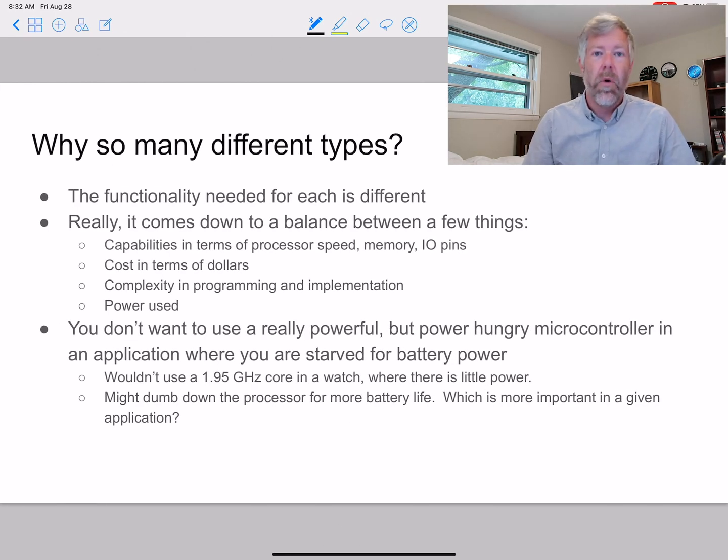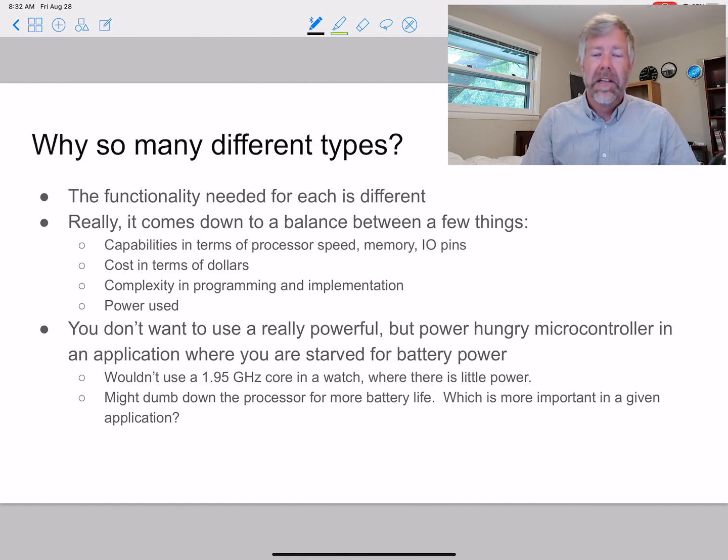Why are there so many different types? Why don't we just have one type of microcontroller and then, that's it? Well, where it really comes down to is a balance between lots of different things. A light bulb doesn't need the computational power that your cell phone needs. And so putting a microcontroller like an ARM Cortex whatever in your light bulb will make it like a $200 light bulb or a $500 light bulb.